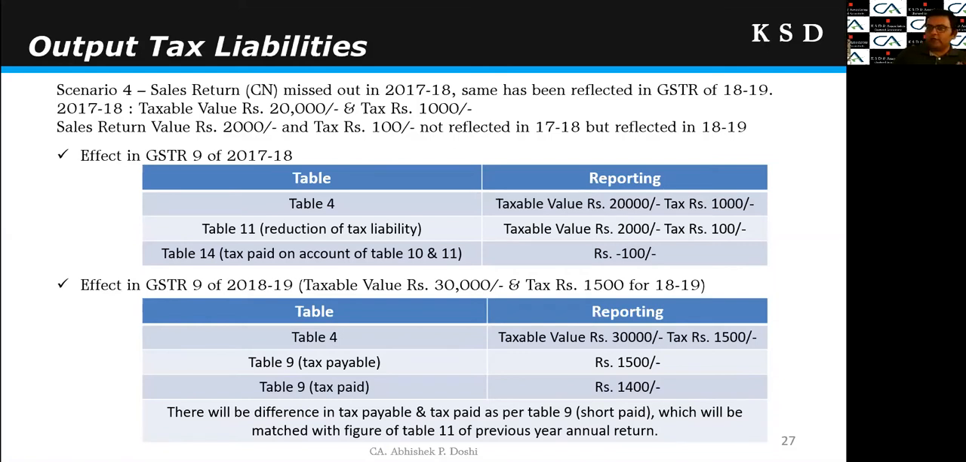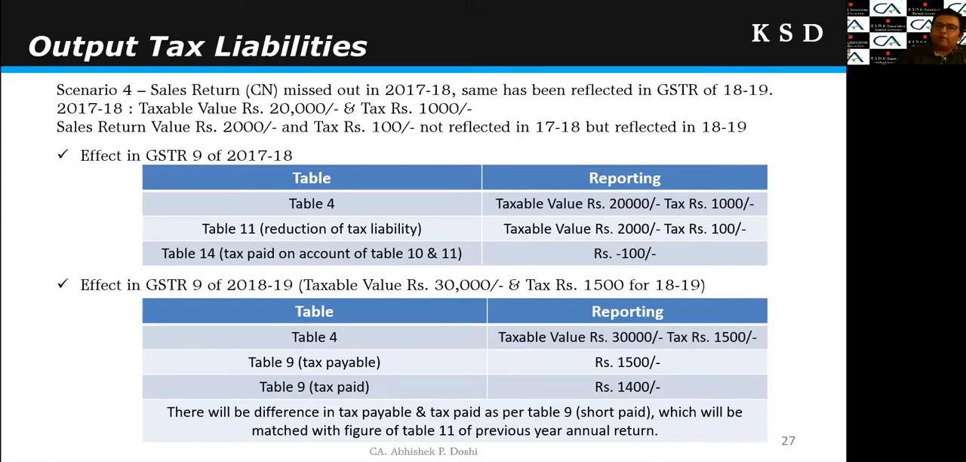Taxable value 20,000 and tax 1,000. Sales return was 2,000 and tax was 100 rupees. But the same has not been reflected in 17-18 and it has been reflected in 18-19. So first of all, what would I have done in the annual return of 17-18?